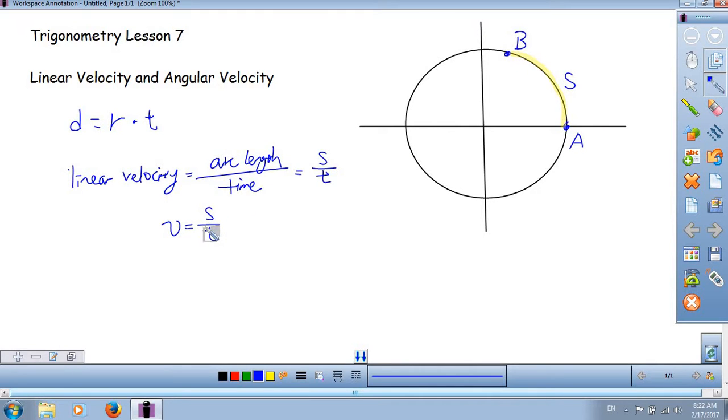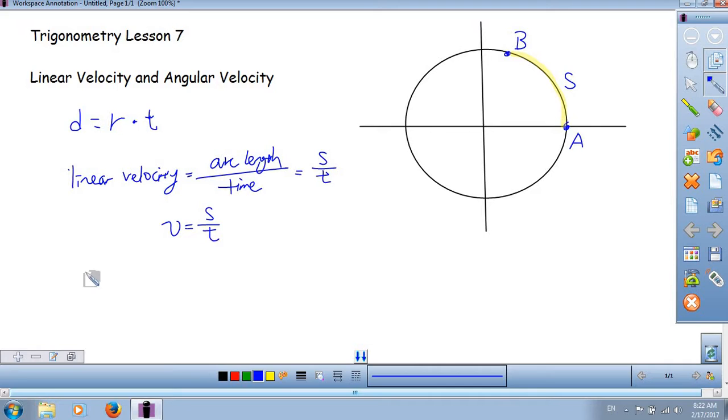Now linear velocity actually doesn't depend on what kind of path you travel, whether a circular path or a straight line path. As long as you take the distance traveled divided by the time you spend, that is your linear velocity. So for example, if you travel 100 meters in 10 seconds, then your speed would be 100 meters over 10 seconds, which is 10 meters per second. Meters per second, feet per second, or miles per hour are all units for velocity.